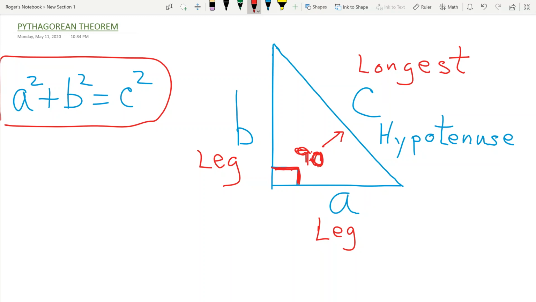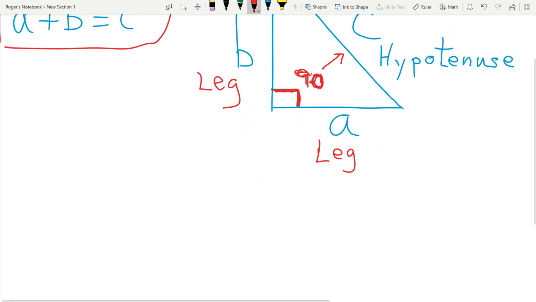Now, a and b can be flipped around. You could have a being where b is and b being where a is. You could reverse the two, it doesn't matter. All you're doing is squaring them, each one individually, and adding them together. So a squared plus b squared equals c squared. Let's take a little example and see how this works.